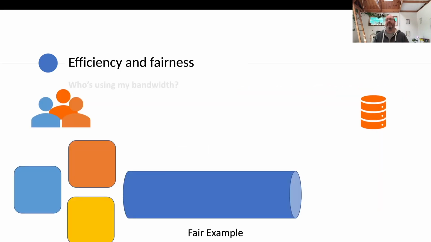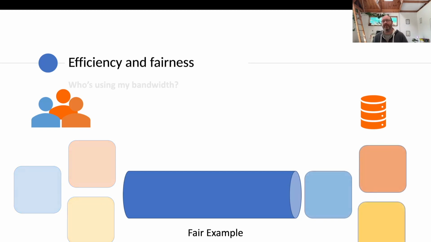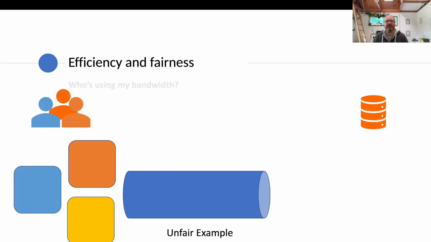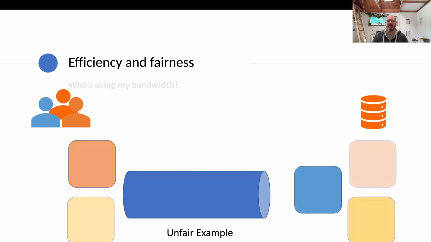So some of the challenges that we have are really around equality. I've got here a fair example, and this is where you might have 3 people sending data at the same time, and the data gets through equally, no problem. But usually what happens is this unfair example here, where one will arrive first, and so you've got blue, and then you've got yellow, and then you've got orange, and you can see here that they're not arriving at the same point in time.